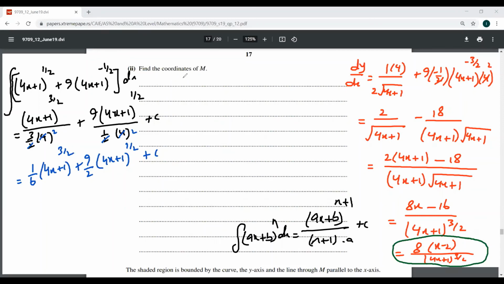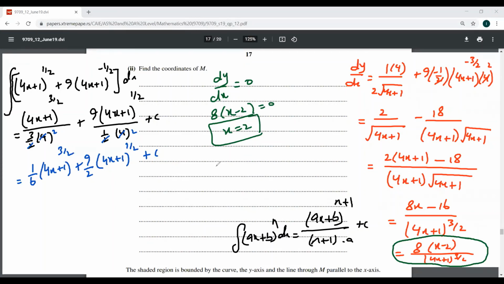So it says find the coordinates of M. For that, we need to put dy by dx equal to 0. When I put that equal to 0, all the denominators will be gone through the cross multiplication and you will be left with this. And this will give you x equal to 2. That is the x coordinate of the turning point, okay?